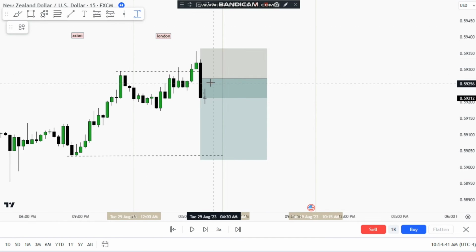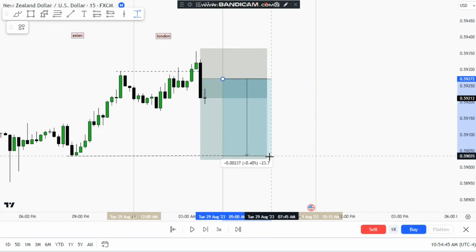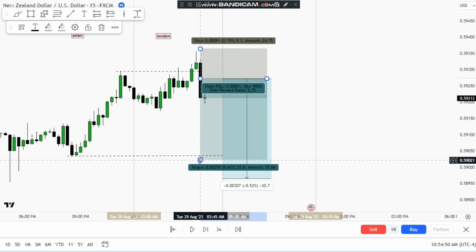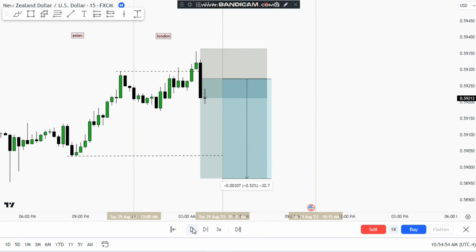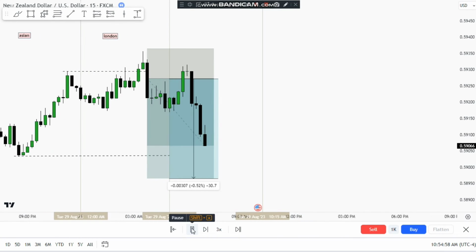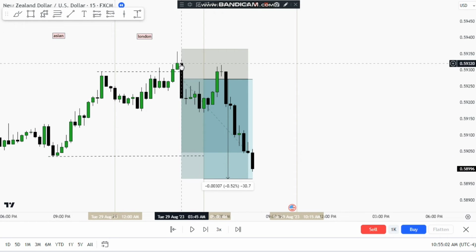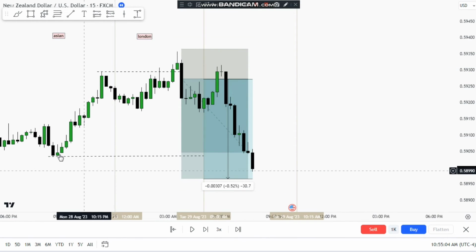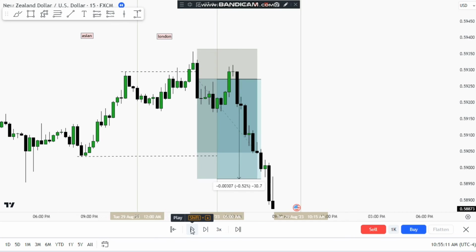Usually the Judas swing gives a target or a profit of 30 pips. So let's see where are the 30 pips. Okay, here. So our target will be 30 pips. Let's see what happens. So the entries got filled, and you can see first the buy side liquidity was taken, and now the price moved down to the Asian lows, and the sell side liquidity is now taken.